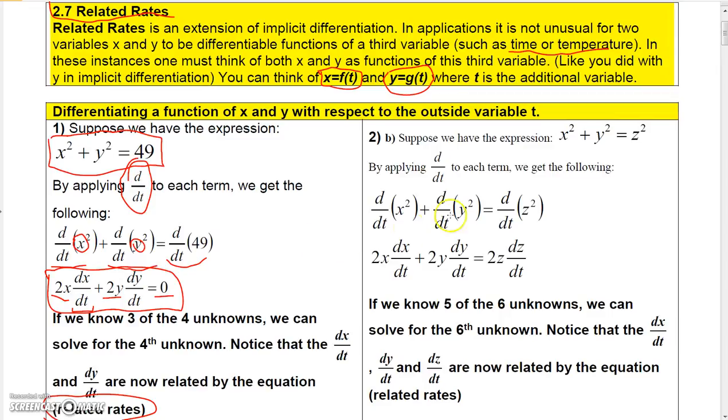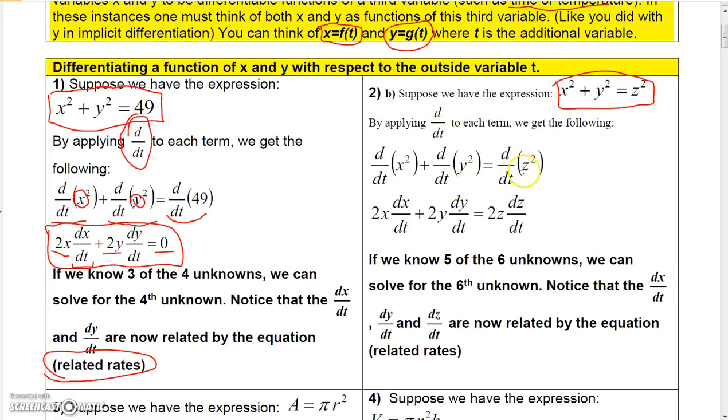Now this is basically just like the other, but in this example I have 3 variables. So instead of x squared plus y squared equal to a constant, I have x squared plus y squared equal to another variable squared. You do this just like I did over here. The only difference is that since this is a variable, you also have to apply the rule to this one. So these work just like before.